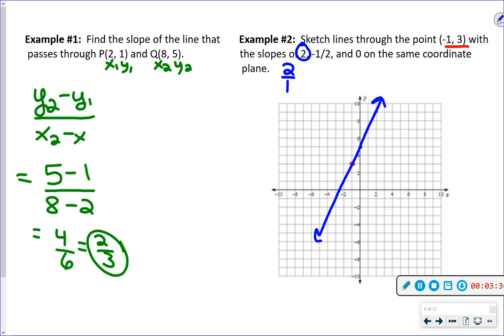Got it. All right, next one I'm going to do in green. So -1/2. So -1 on the top. So rise, down 1, run, right 2. Starting at my red dot.